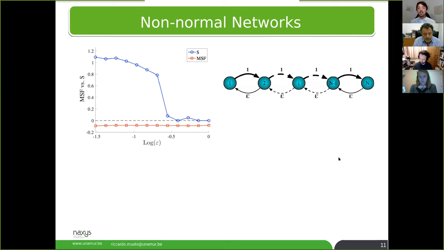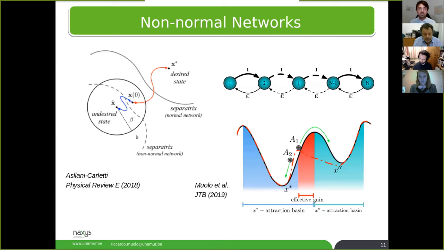And we can visualize this either in the phase space or with a potential landscape. We can visualize this as a shrinking of the stable state basin of attraction, as we depicted in previous works. So the non-normality shrinks the basin of attraction of the stable state.